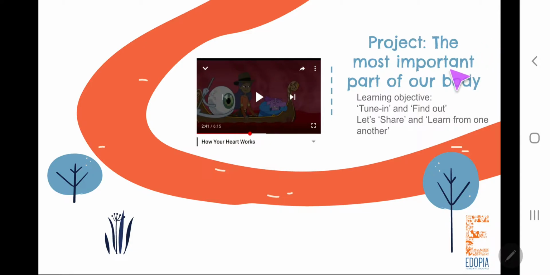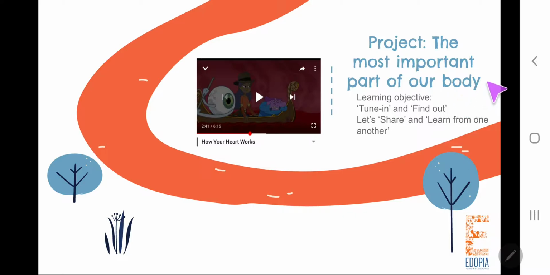Hi guys, so this is a tutorial for our mini project on the most important part of our body. Just to remind you, this is our mini project that we're working on, the most important part of our body and the posters we're making. These posters are part of our overall project on the human body and what it means to be alive.